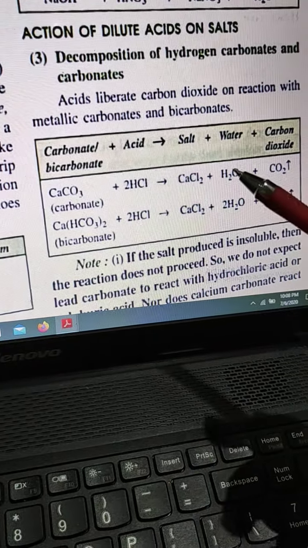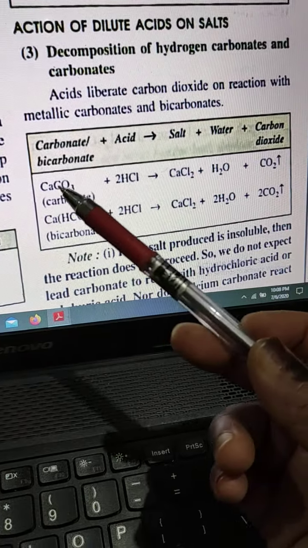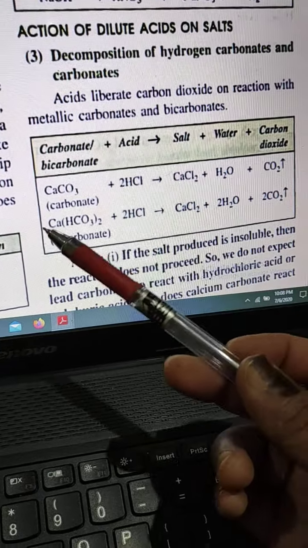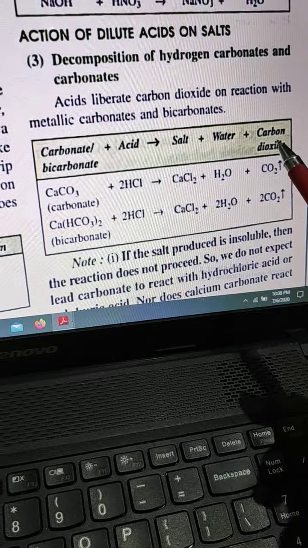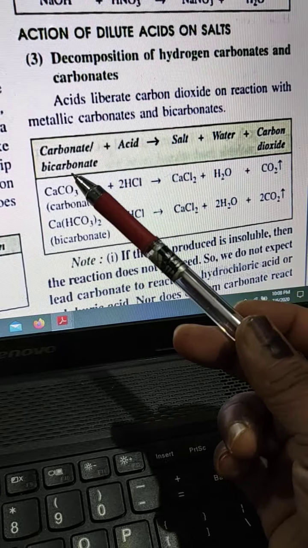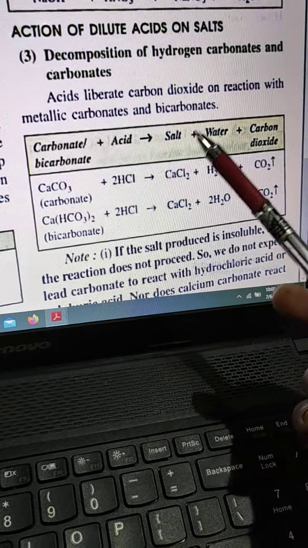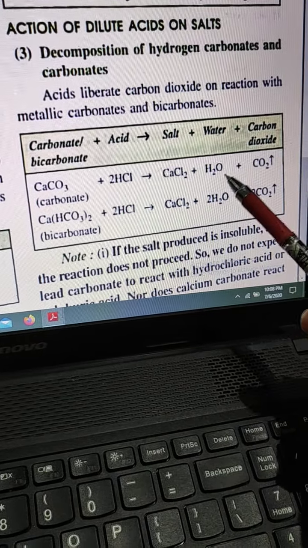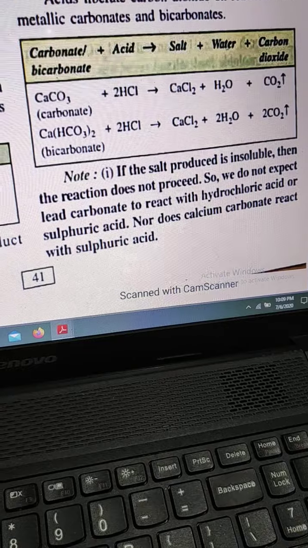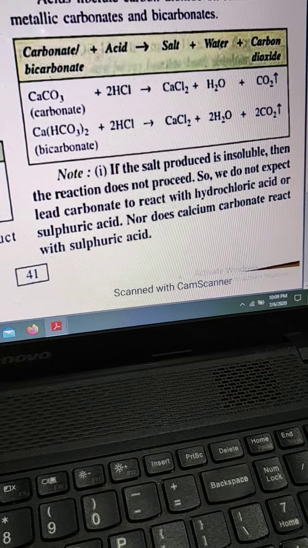Now, what is the action of acids on salts? For example, calcium carbonate. If you react calcium carbonate with HCl, it is going to form, this is the general equation, carbonate or bicarbonate plus acid gives salt, water and carbon dioxide. So it is going to form calcium chloride, water and carbon dioxide. Similarly with the bicarbonate as well.